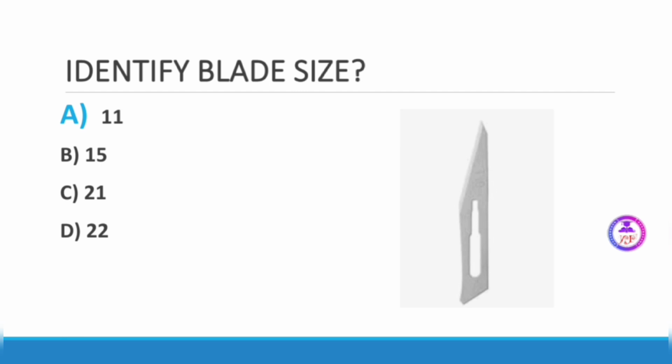Now, identify the blade size. What is the size? There are names defined as per the blade. So, we have to identify this. Option A, 11. Option B, 15. Option C, 21. And option D, 22.